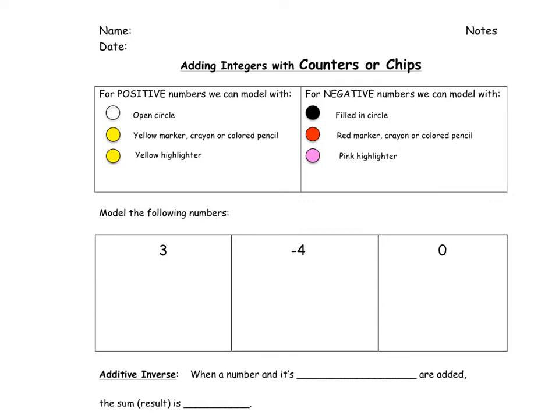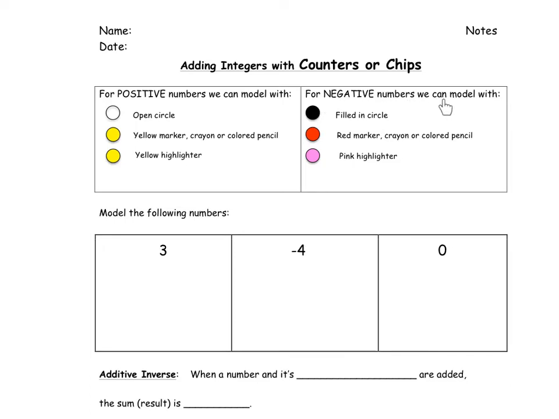So we're going to start out with the first half. For positive numbers, we're going to model them using an open circle if you don't have colors to work with. If you have a yellow marker, crayon, or colored pencil, I prefer to use that because I'm a visual learner and I like seeing the colors. It really pops out to me. And then a yellow highlighter would work. In fact, we're going to also talk about a highlighting method later on when we get to bigger numbers.